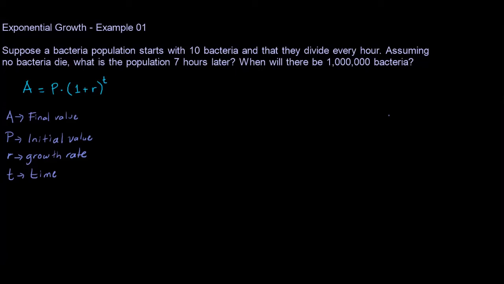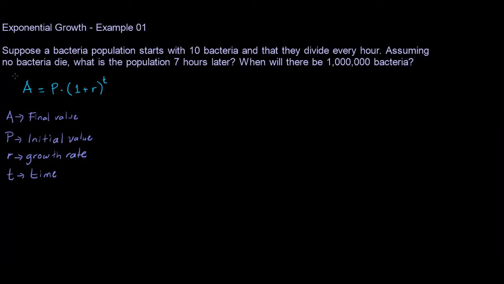Hi, in this video I'm going to solve this exponential growth example, and it goes like this. Suppose a bacteria population starts with 10 bacteria and they divide every hour. Assuming no bacteria die, what is the population 7 hours later? Now, when will there be 1 million bacteria?